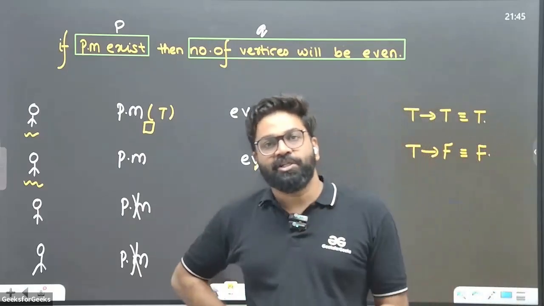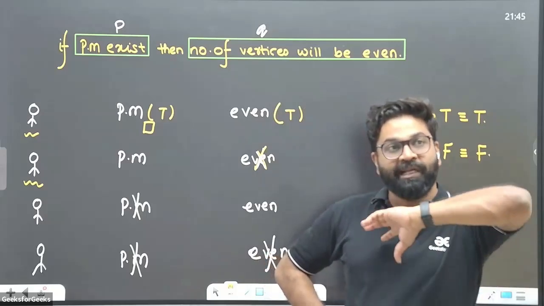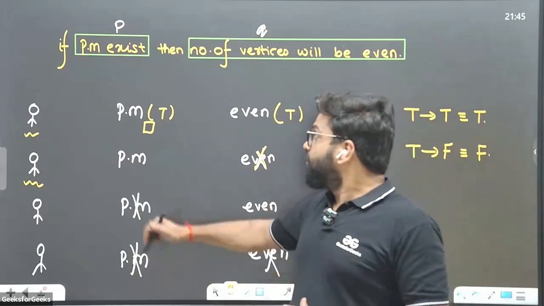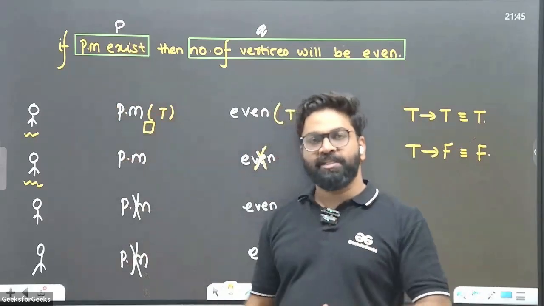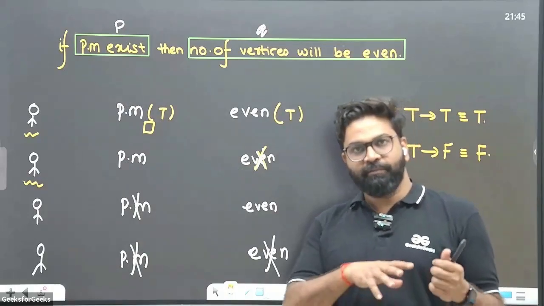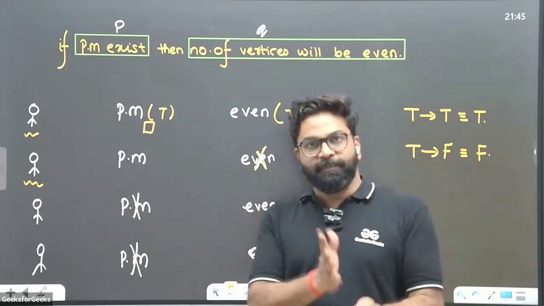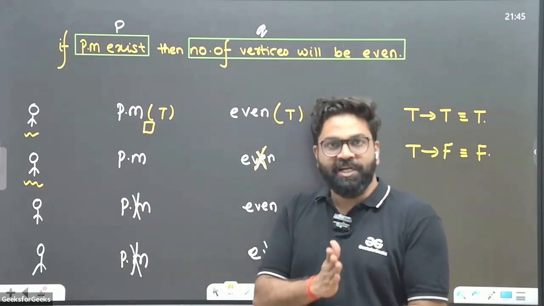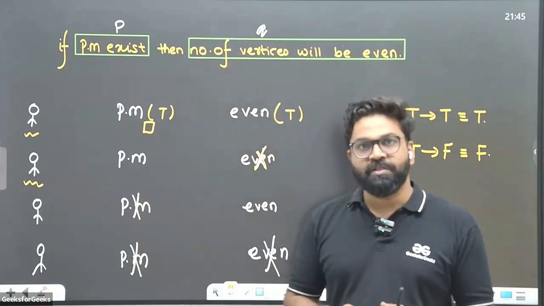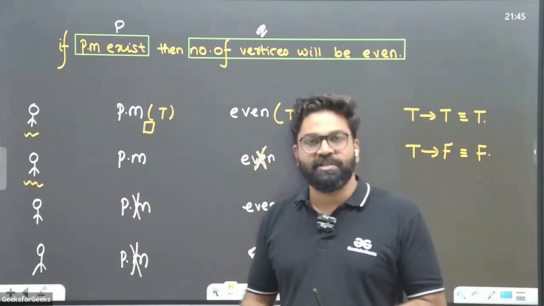Why is this called a conditional statement? Why is it called an implication? Because you are telling the whole world: come up with any example where the perfect matching exists, because you have given this theorem. If the first condition exists, then 100% the second condition will exist. You are giving a condition to each and every one. That is why it is also called a conditional statement.